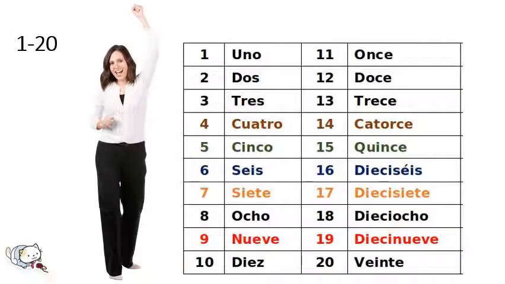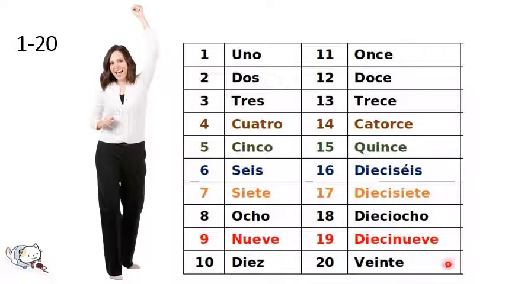All right, do you remember how to count 1 to 20? Quick review, right? 稍微复习一下。好,一起唱,一起念好了。 Uno, dos, tres, cuatro, cinco, seis, siete, ocho, nueve, diez, once, doce, trece, catorce, quince, dieciséis, diecisiete, dieciocho, diecinueve, veinte.